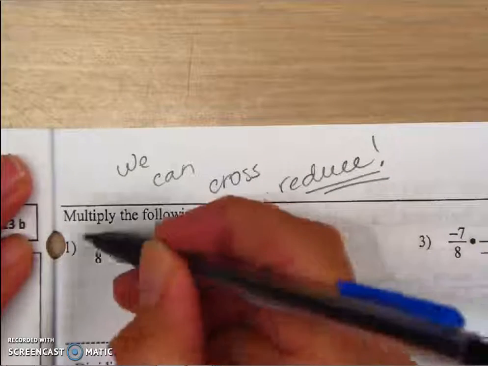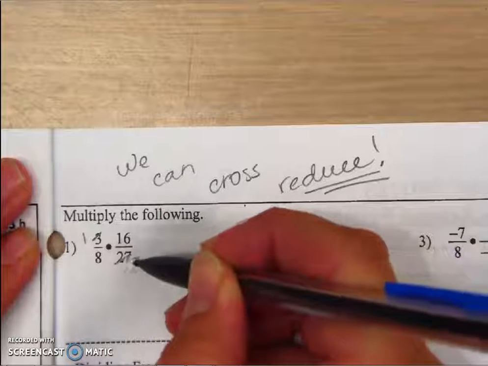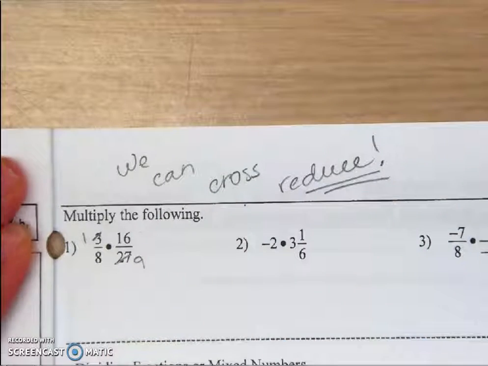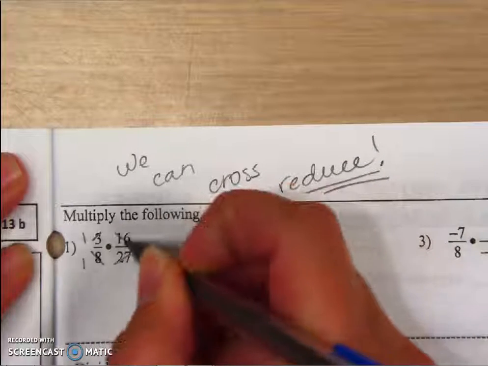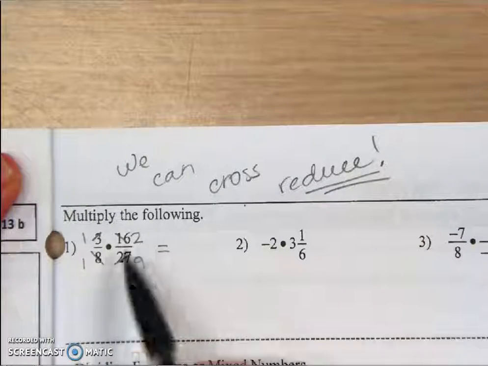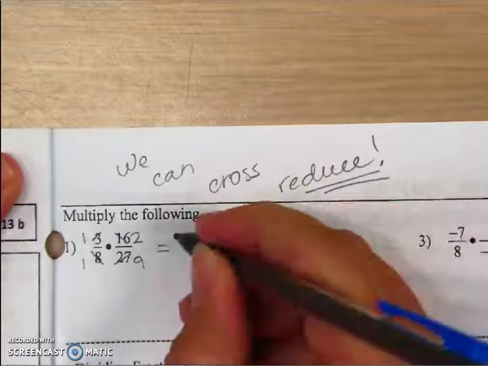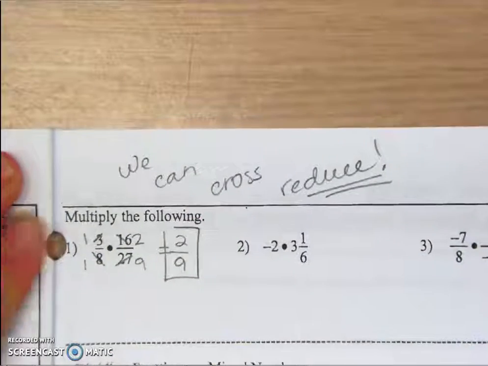3 and 27. Yeah, 3 goes into 3 once, 3 goes into 27 9 times. What about 8 and 16? Yep, those two. 8 goes into 8 once, 8 goes into 16 twice, and now we have much easier numbers to multiply across. 1 times 2 is 2. 1 times 9 is 9. And there's our answer.